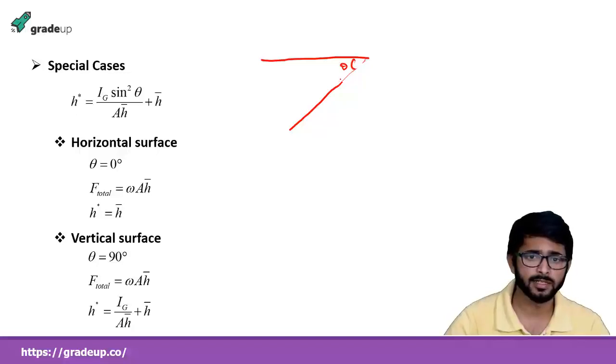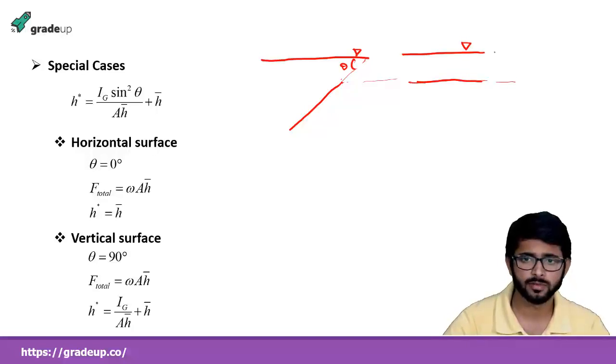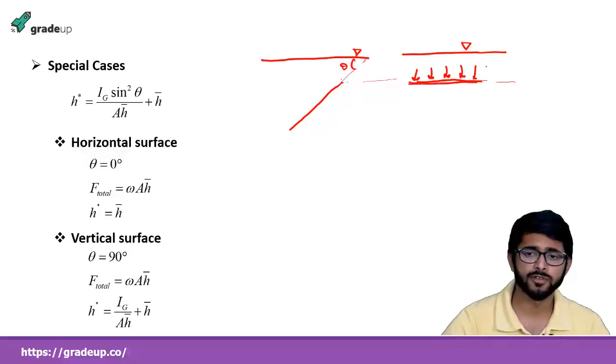If this theta is 0, what will it become? Again the free surface, it will become horizontal. This plate will become horizontal. So the pressure force will be acting downward on the surface with the same intensity.